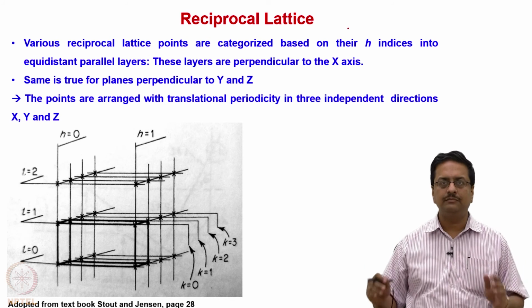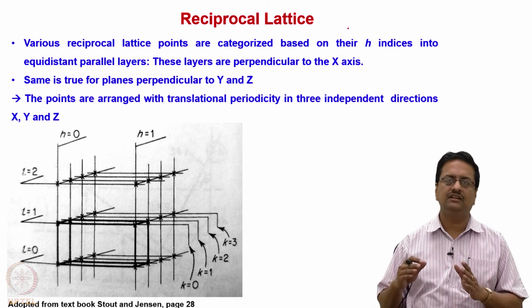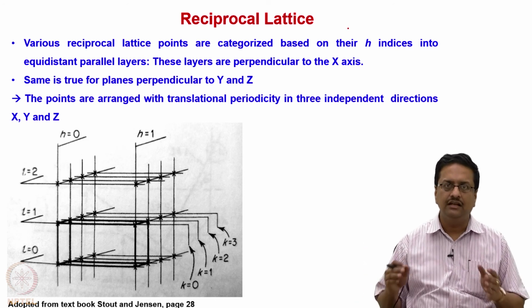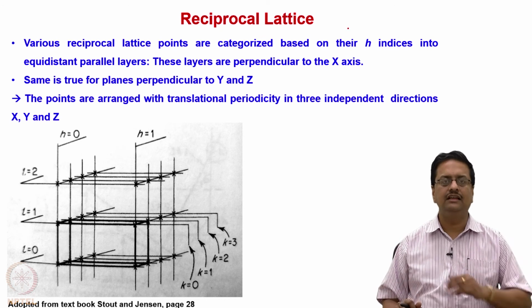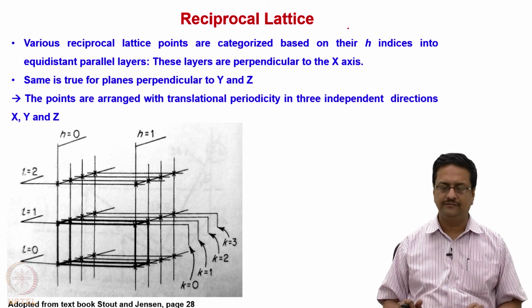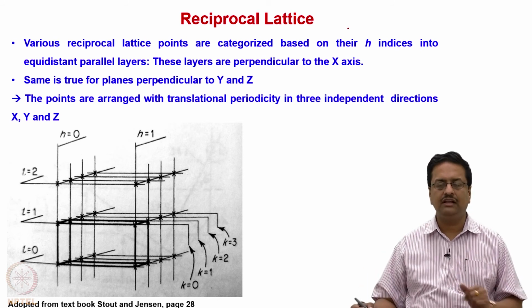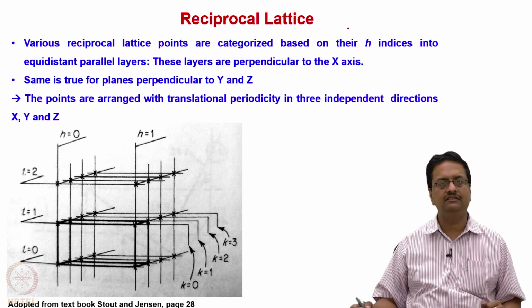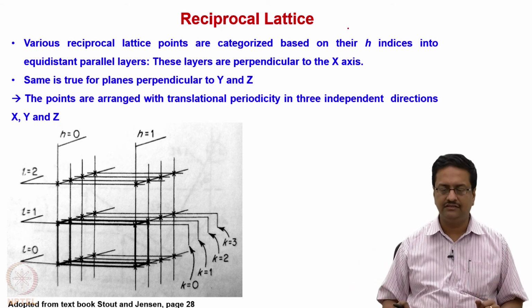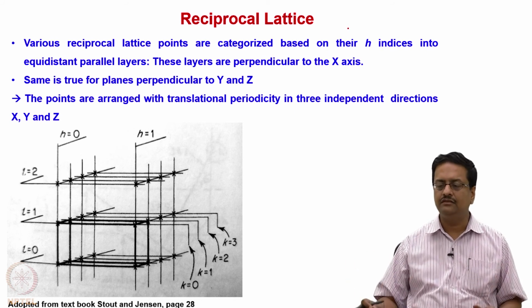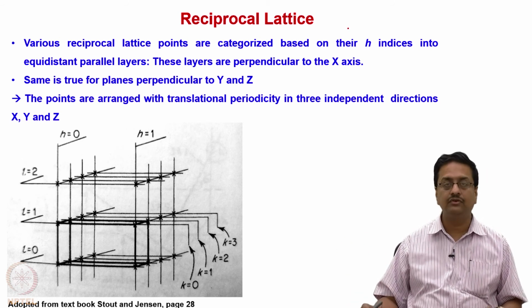So when you expand the concept in all the three directions, what we get is a three-dimensional network of reciprocal lattice points, and every reciprocal lattice point in the reciprocal space signifies a particular plane in the direct lattice. Various reciprocal lattice points are categorized based on their h indices into equidistant parallel layers, and these layers are perpendicular to the x-axis. We expand it along y and z, and then the points are arranged with a translational periodicity in three independent directions x, y and z as shown here.